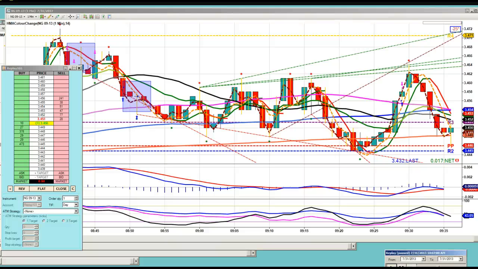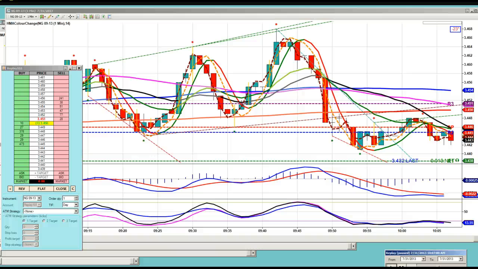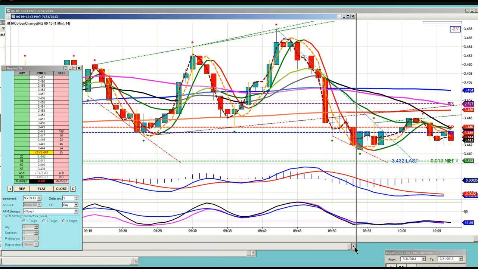With the 13 going above the R3 around 9:30 and 3 minute matching, why not look for the run to the R4? We did. You must have come in late. We did. We traded that. We did do the run to the R4. That was the beginning of the class.